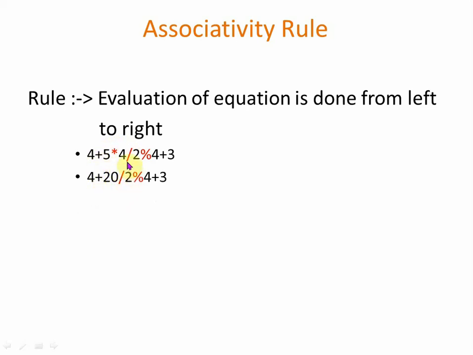Now we will evaluate the divide symbol, and it will become 10. Now we will evaluate the modulus, and here the answer will be 2, because 10 modulo 4 has a remainder of 2. Now finally the plus, and the final answer will become 9. This is how we apply the associativity rule, and I have explained what the associativity rule is.